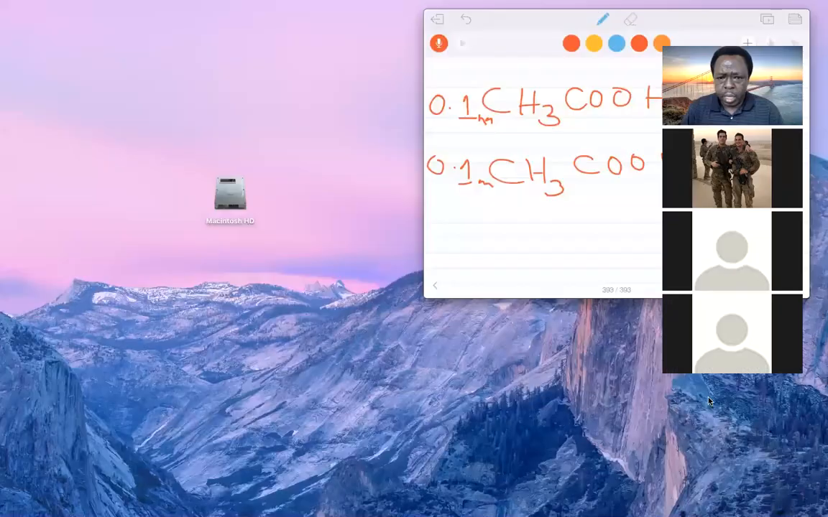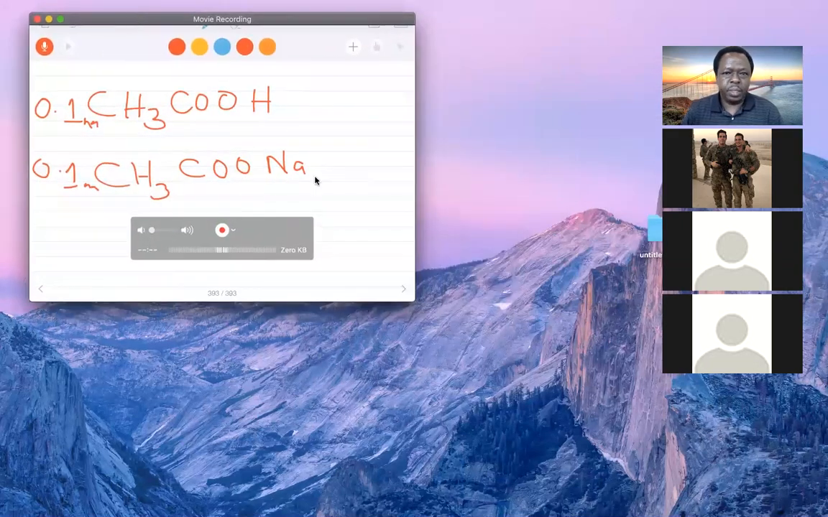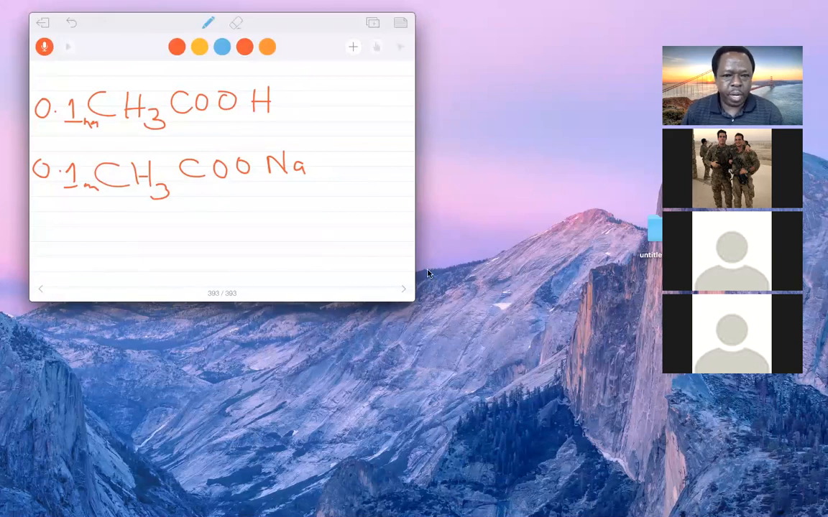Oh, something is going on today. Somebody says that they cannot see the whiteboard. Thank you. Right there, that is the whiteboard right there.